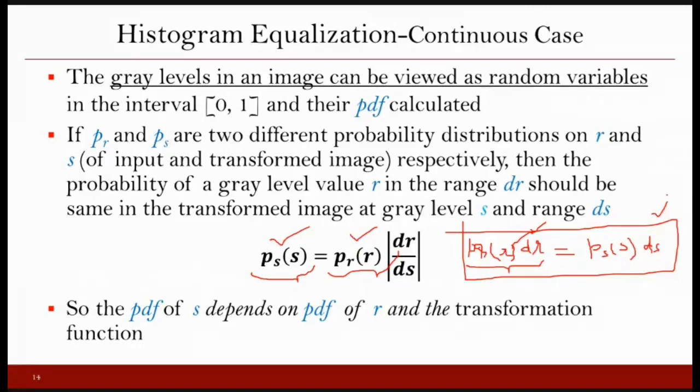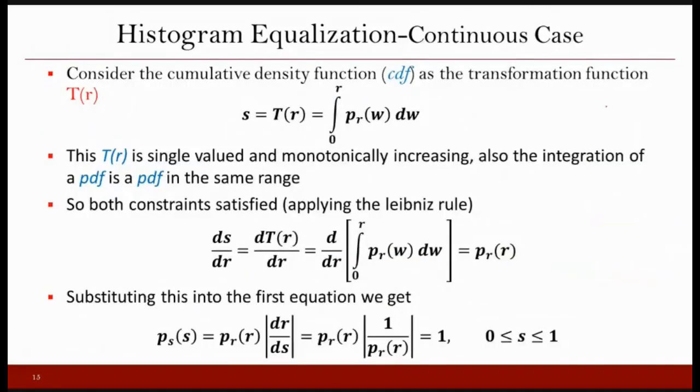So now let us consider the CDF, cumulative density function, and try to see if this can be used as T(r). I'm just telling you the outcome. We are going to see that this cumulative density function, for any given distribution, can serve as a good T(r) for getting the equalized histogram. Okay, so you remember this ultimate result, and we are going to prove that here now.